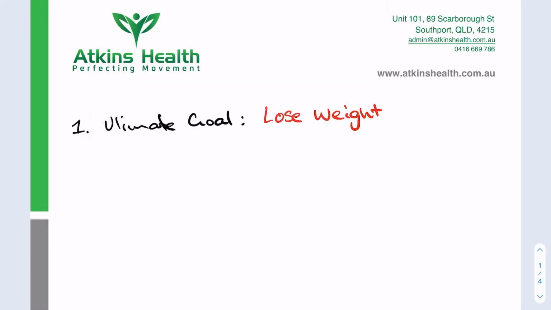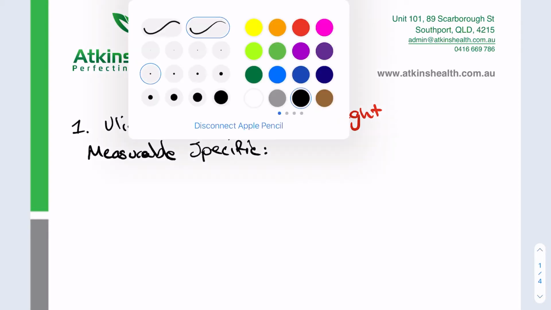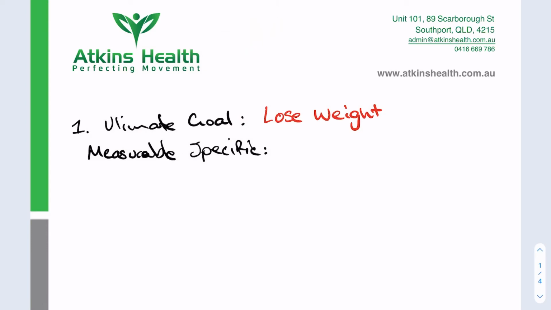All right, so the next step we have to do is make it measurable. So I'm not going to go through the whole SMART goal kind of situation, but one thing that's really important is that we be measurable and specific with any goal that we create. In this case, we're losing weight, and I want to be really specific, and I say I want to lose 5 kilograms of weight in 6 weeks.